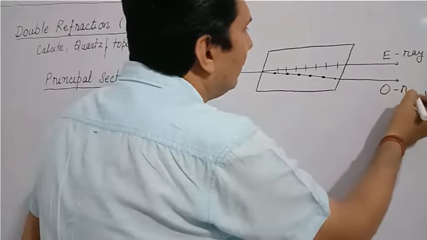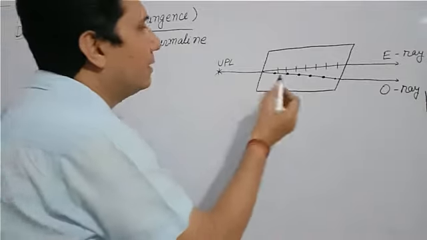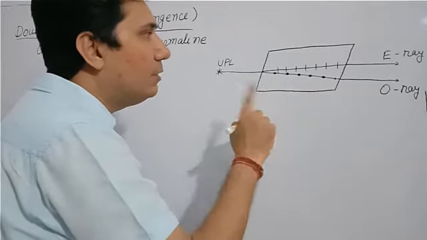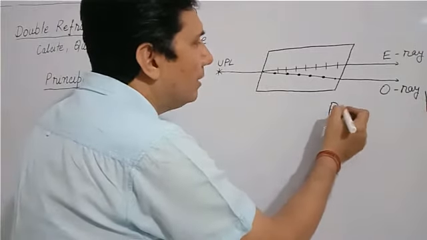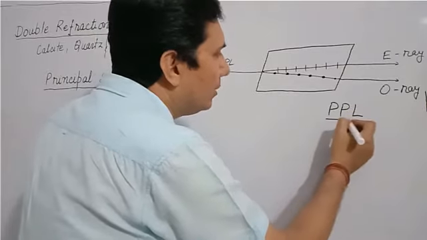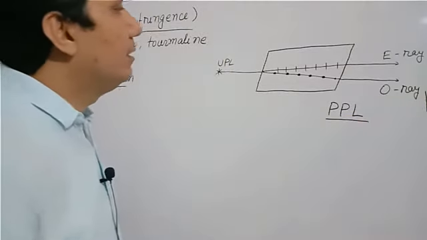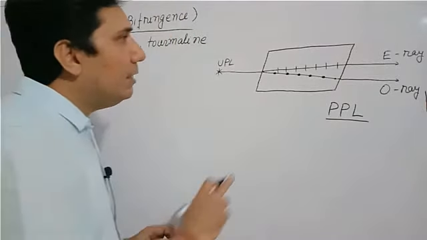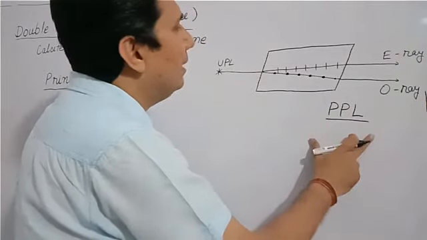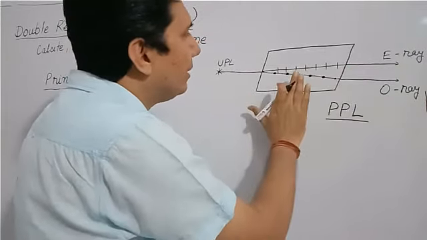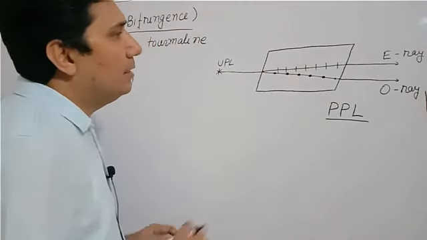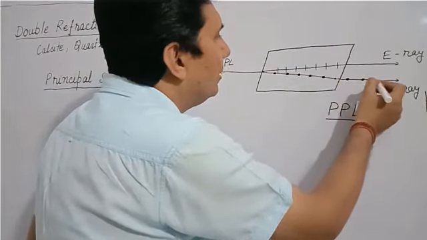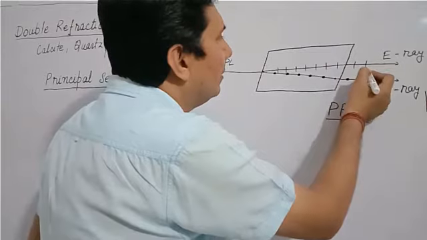So what is the meaning of this? Basically, in double refraction, we have two refracted rays, and both these refracted rays are plane polarized light. One is the O ray and another is the E ray. In the E ray, electric vectors are parallel to the principal section, while in the O ray, these electric vectors, denoted by these dots, are perpendicular to the principal section.